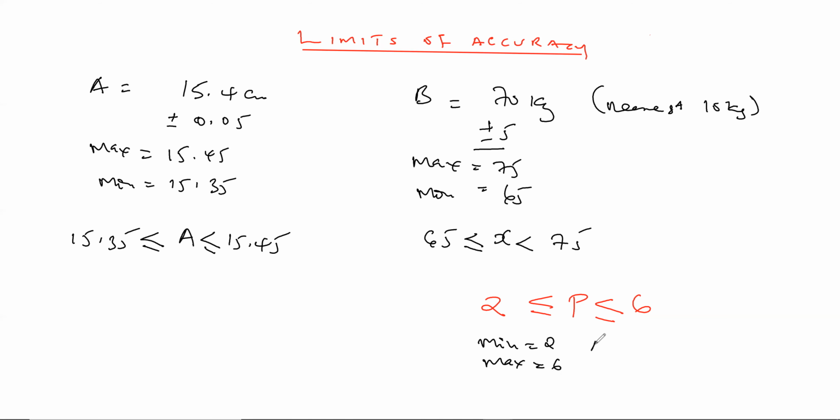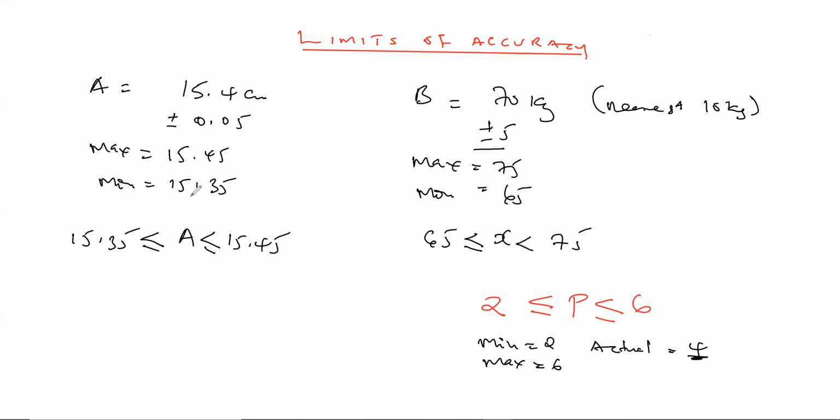And again, there is the actual value of P. The actual value of P is that value that is in between. It is given by this minimum plus maximum, then divided by 2. So when you add these two, you get 8, divided by 2, you'll get 4. So it means the actual value of P is 4. So P was 4, but its minimum is 2, its maximum is 6. So you have to learn that from this.